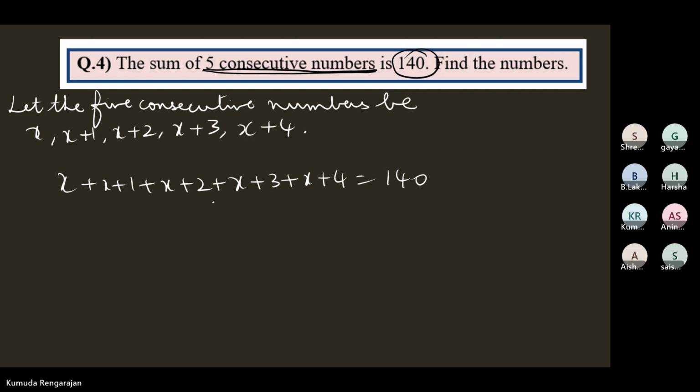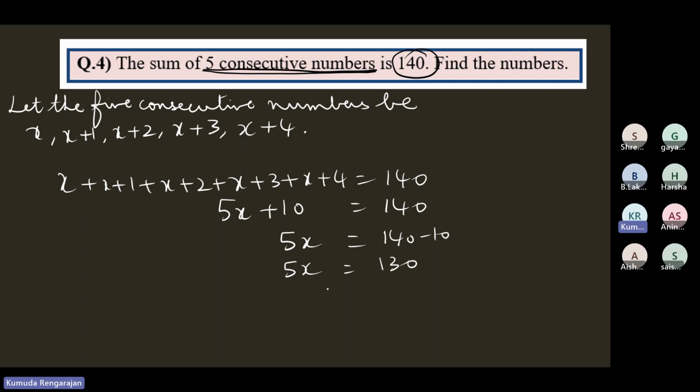You can go, reading from your book. 5x plus 10 is equal to 140, ma'am. Okay. So 5x is equal to 140 minus 10. So 5x is equal to 130 and x is equal to 130 by 5, which will be 26. 26. Very good. Okay. So what about the final numbers now?